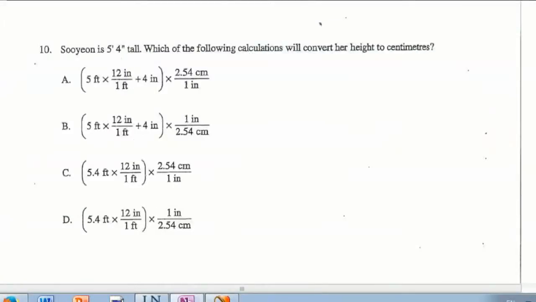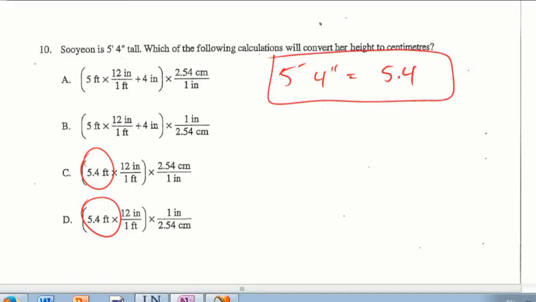Suyeon is 5'4" tall. Which of the following calculations will convert her height to centimeters? Okay, so one problem is that both C and D have 5'4" as being equal to 5.4, which is not the case. Feet doesn't work in a base 10 system like we normally count. Remember, 12 inches is 1 foot. So 5.4 doesn't equal 5'4". So automatically C and D are answers I can get rid of.